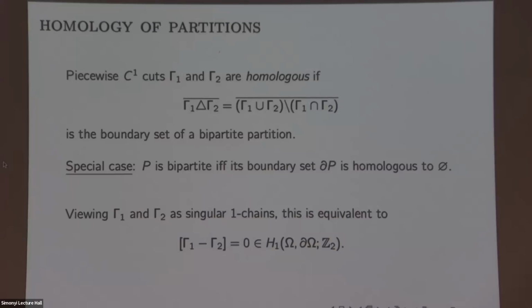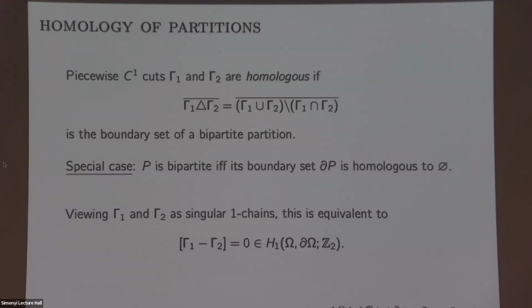This might come out of nowhere, but we'll see some pictures on the next slide where we see how this actually arises in practice and how it's really closely related to the proof on the last slide of just changing sign on every other subdomain. Again, let's just take that as the definition of homologous cuts gamma 1 and gamma 2 for now. A special case, well, if I take, say, gamma 2 to be the empty set, then I'm saying gamma 1 is null homologous if and only if it's the boundary set of a bipartite partition.